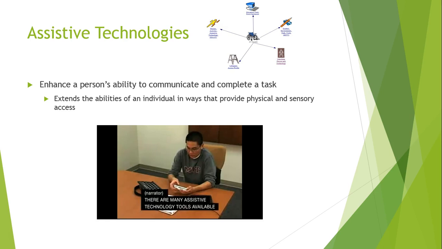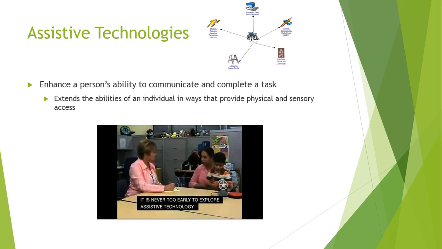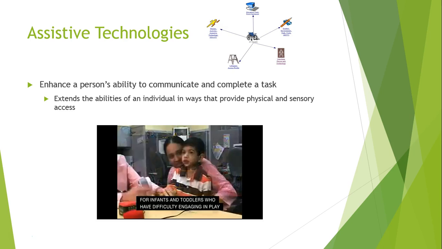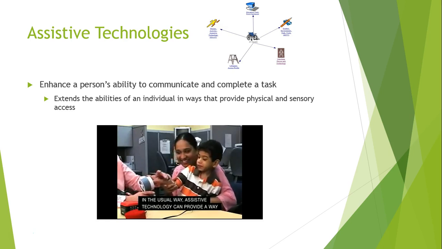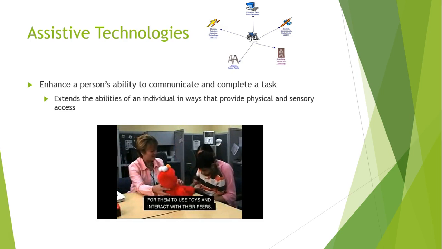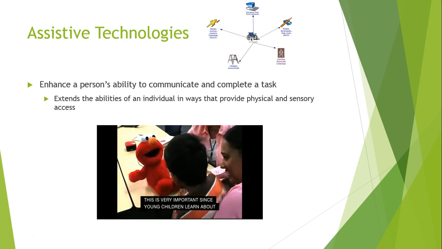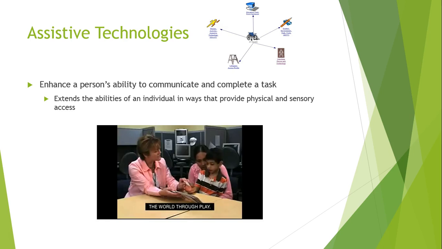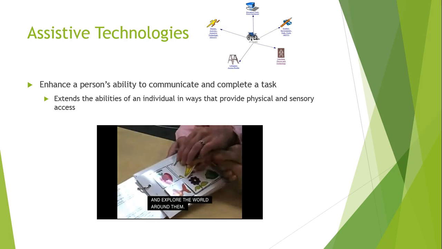There are many assistive technology tools available that can help you or someone you know communicate to others. It is never too early to explore assistive technology. For infants and toddlers who have difficulty engaging in play in the usual way, assistive technology can provide a way for them to use toys and interact with their peers. This is very important since young children learn about the world through play. By using switches and adaptive toys, all children can enjoy and explore the world around them.